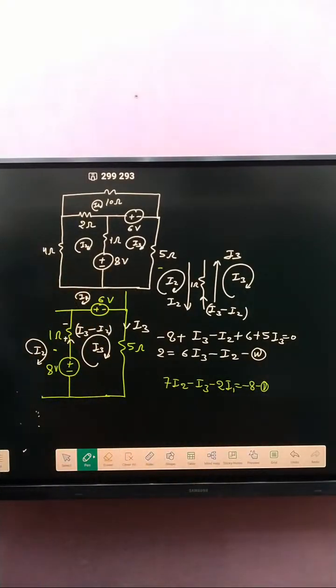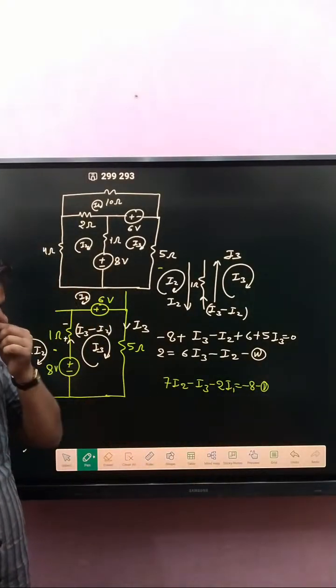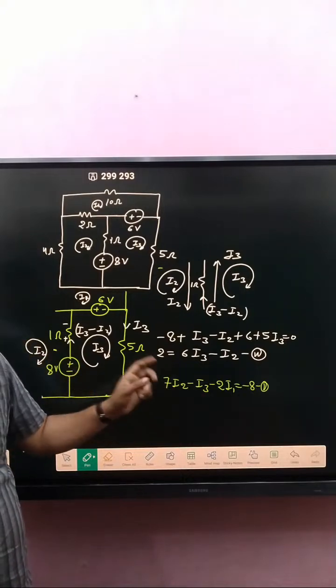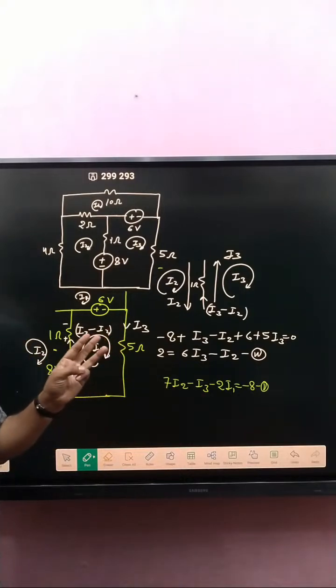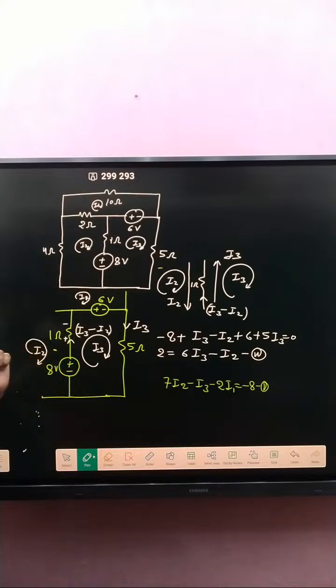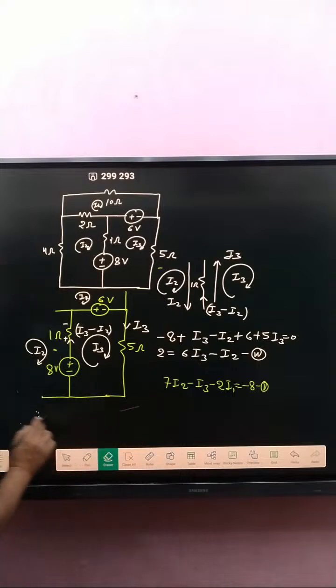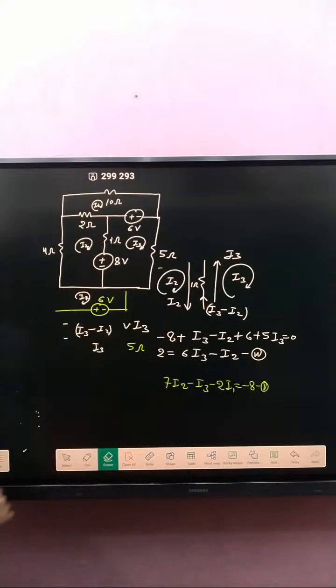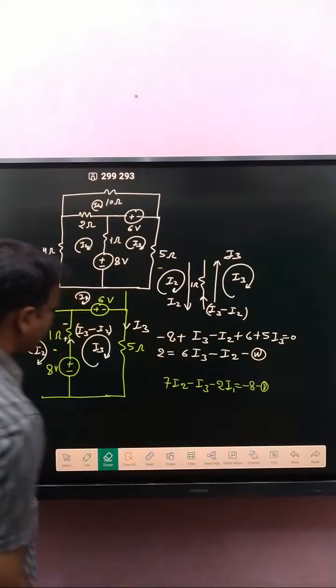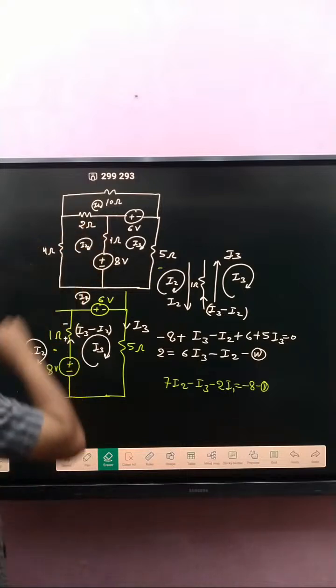Clear? Here 3 unknowns, 1 equation, at least 3 equations needed. If you want I1, I2, I3, then at least 3 equations are needed. So that's why we have to focus on that loop. Okay, I hope so. Clear? So first of all, make it. After that, we focus on that loop.